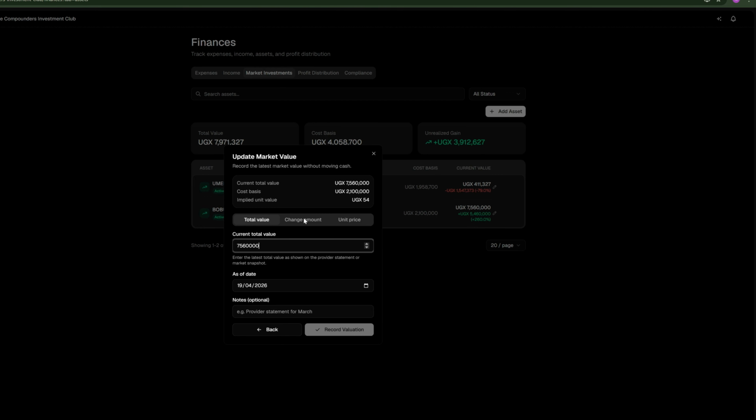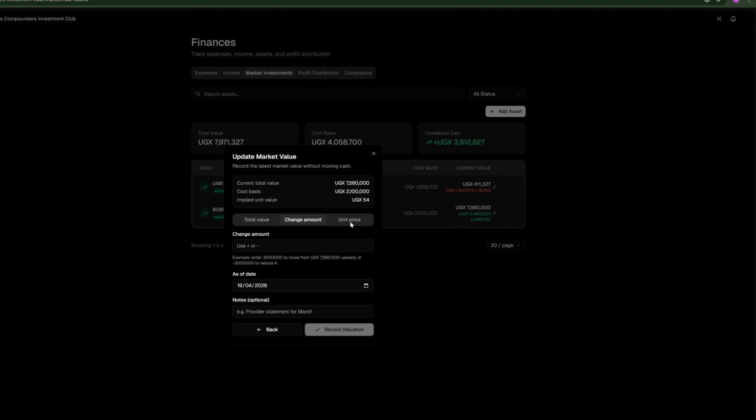The second option is change amount. Instead of entering the new total, you enter how much the value has moved, using a positive number to increase it or a negative number to reduce it. For example, if the holding has gone up by 500,000 UGX since the last update, you enter 500,000. If it has dropped by 200,000, you enter negative 200,000. The system will apply that movement to the current value. This is useful when you know the movement, but not necessarily the new total.